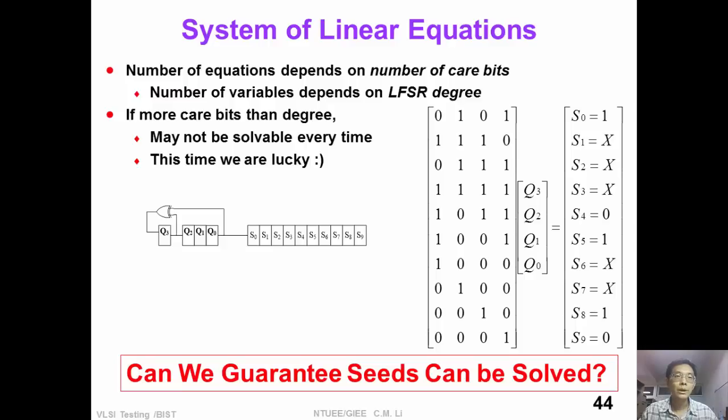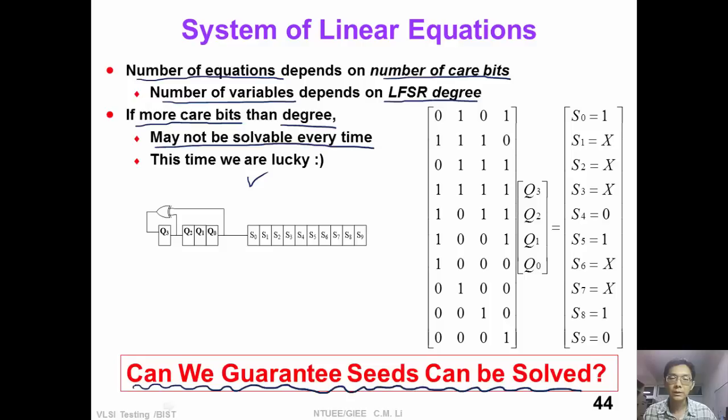Overall, we know that the number of equations depends on the number of care bits in your test pattern. Also, the number of variables is equal to the LFSR degree. If we have more care bits than the LFSR degree, then we may not be able to solve it successfully every time. Although this time we are lucky, we don't know if we are so lucky every time. So, is there any way that we can guarantee to find a solution successfully?